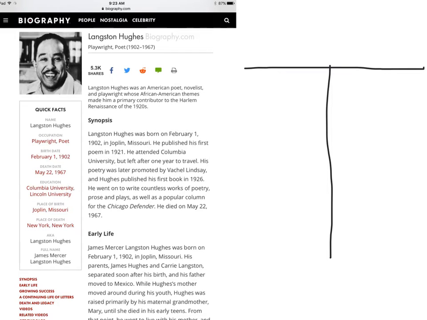Today we're going to take a look at taking 2-column notes using our credible sources for our hero project. So I've pulled up here biography.com, a biography on Langston Hughes, and on the right hand side you'll see where I've started my 2-column notes. So we're going to start with writing our topic at the top of the T-chart. So my topic is simply my hero's name.